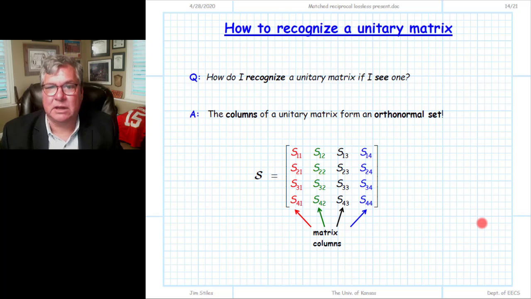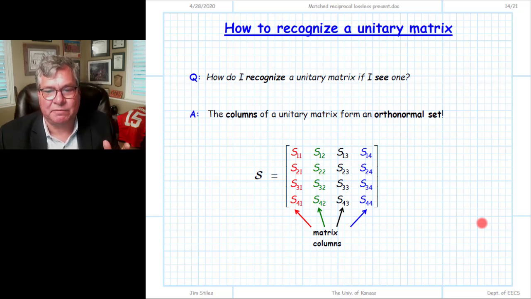So, how do we recognize a unitary matrix when we see one? The key thing in a unitary matrix is the columns. We talked about this before: the columns of a scattering matrix are very important. This is the result of our first experiment. We put one incident wave, and only one incident wave, on port 1. All the other incident waves on the device are equal to 0, and we see what scatters out of each port, and from that we can determine the first column of our scattering matrix.